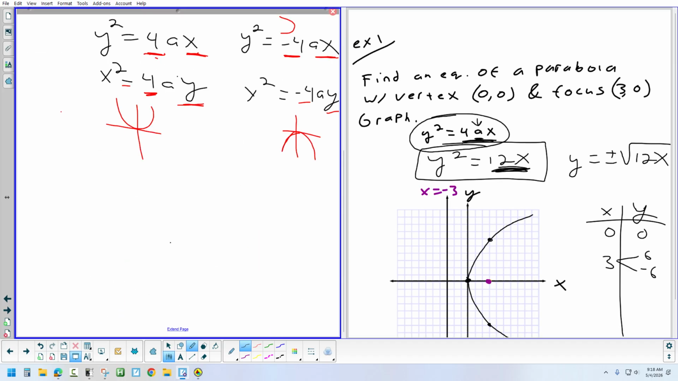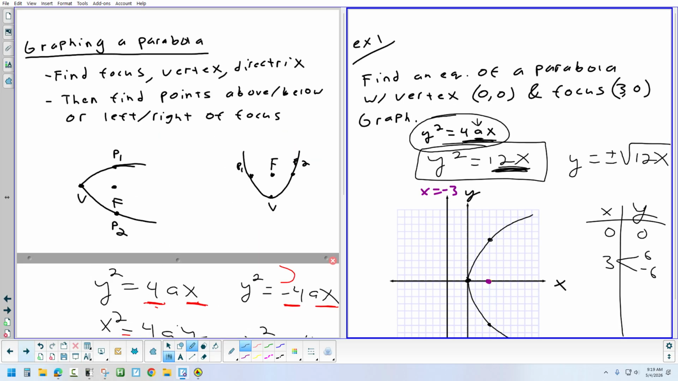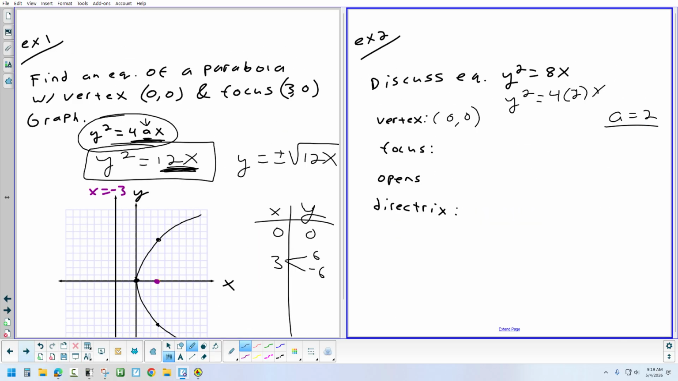What do I mean by a shift? I mean something like this. That's a shift. It still has the same basic format where one letter is squared, one letter isn't. There's a 4, but now there's a -2 and a +3. That's going to shift the parabola. When you don't have a number added or subtracted to the x or the y, it's at the origin. Okay, so vertex at the origin.